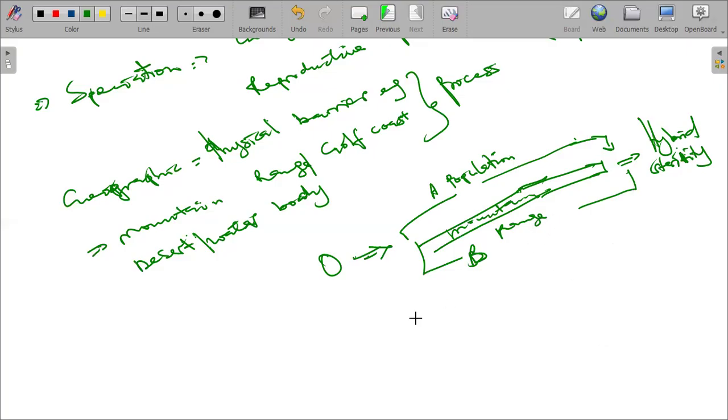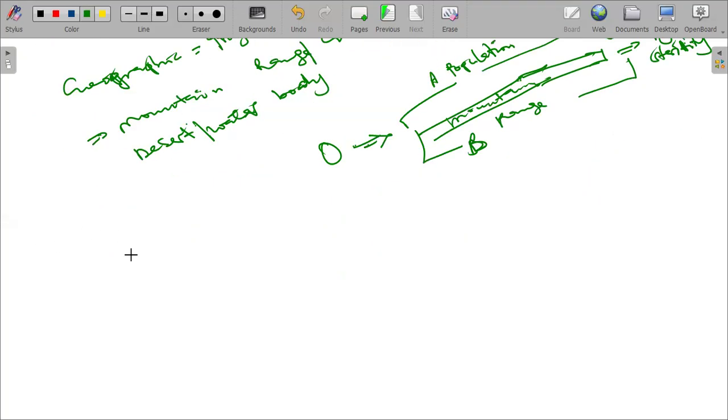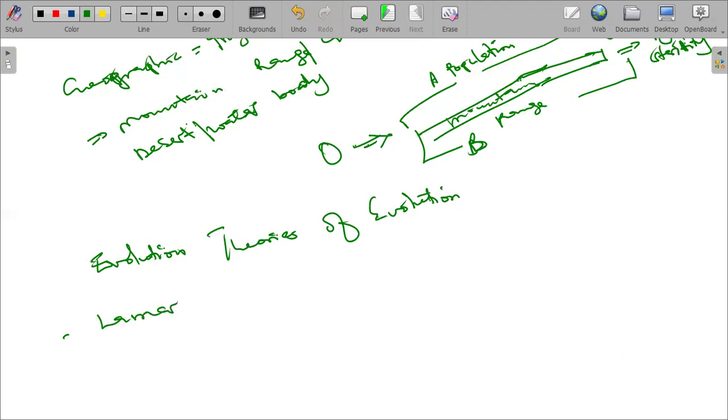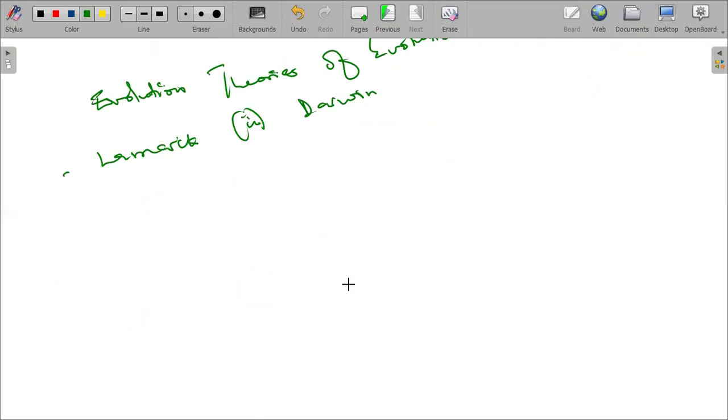And then I want you to look at evolution, the theories of evolution. We have got Lamarck's theory, and we have also got Darwin's theory. Remember that Lamarck's theory was rejected, and Darwin's theory was what was accepted. We need to know the principles of each theory.